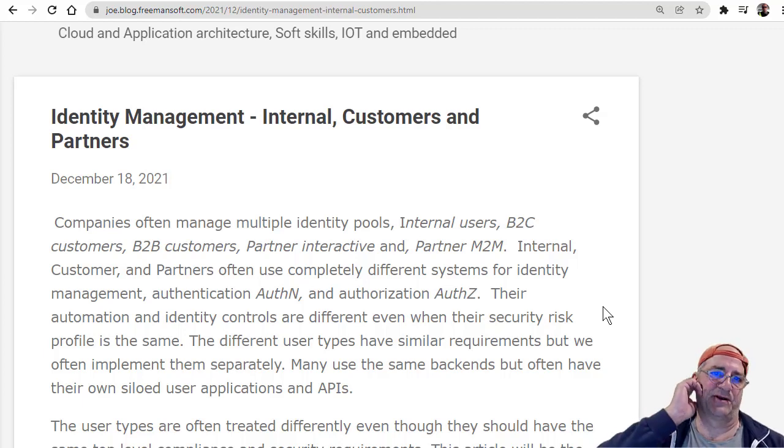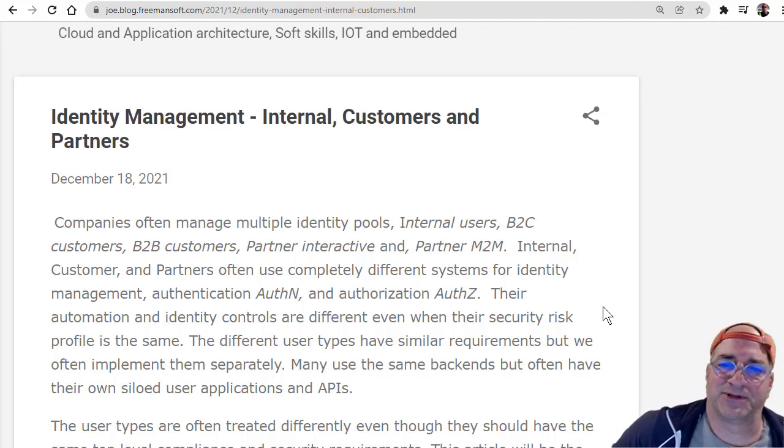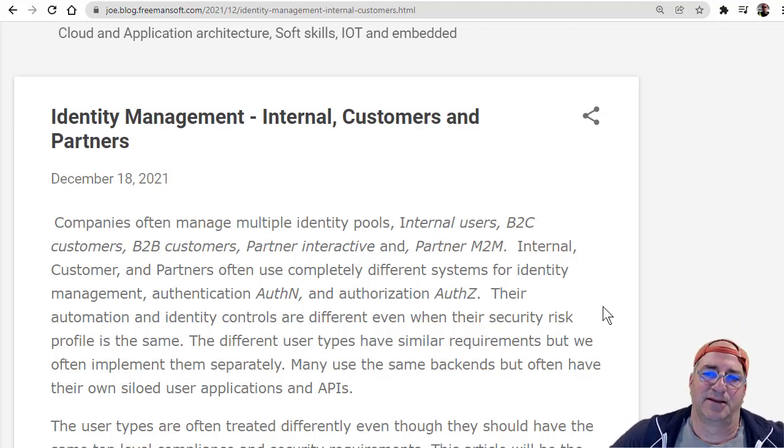So this originally started as a partner identity talk, and then, you know what, we should talk in general about what kind of pools of identities extend systems or groups of systems or an enterprise. And I'm going to say that we're going to pick the top three, at least for this talk: internal, customers, and partners. And some of those break down, right? You've got individual customers, you've got business customers, you've got partner companies, right?